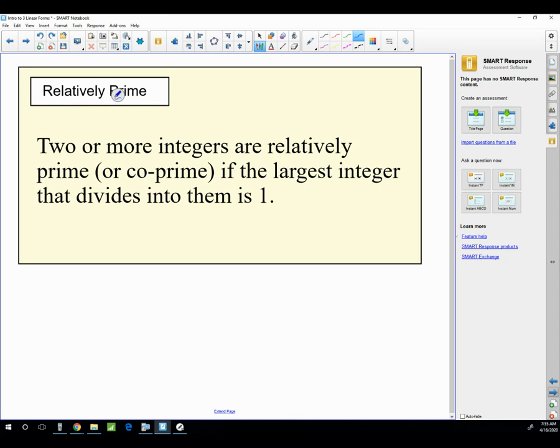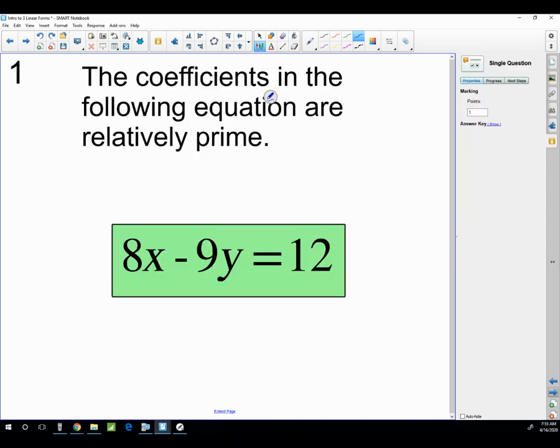All right, relatively prime. Two or more integers are relatively prime if the largest integer that divides into them is 1. Kind of like the greatest common factor. This is a true false, number 1. If I refer to number 1 at Socrative, that's what I mean. Is it true or false? This is true because the biggest number that divides into 8, 9, and 12 is 1. Now, none of those three numbers themselves are prime numbers, but they are relatively prime.